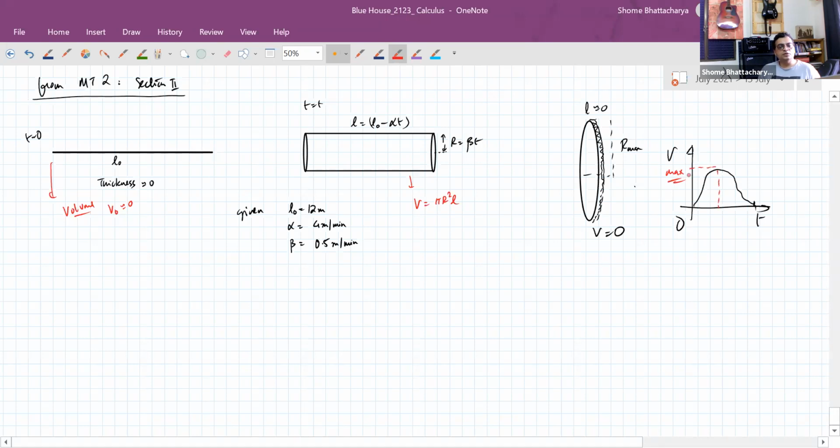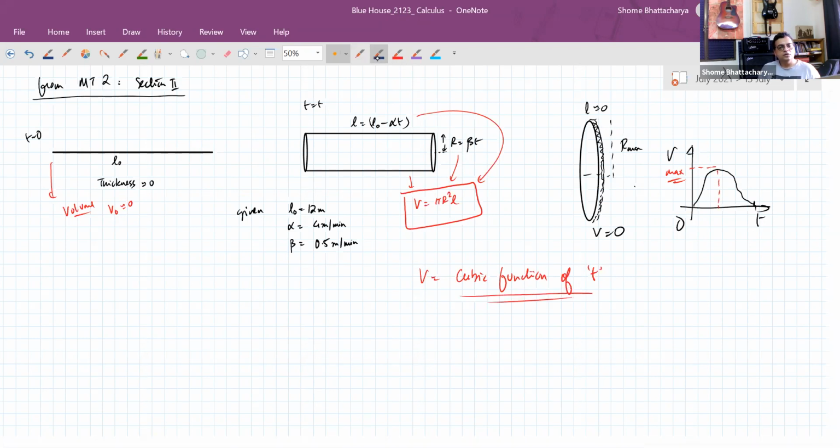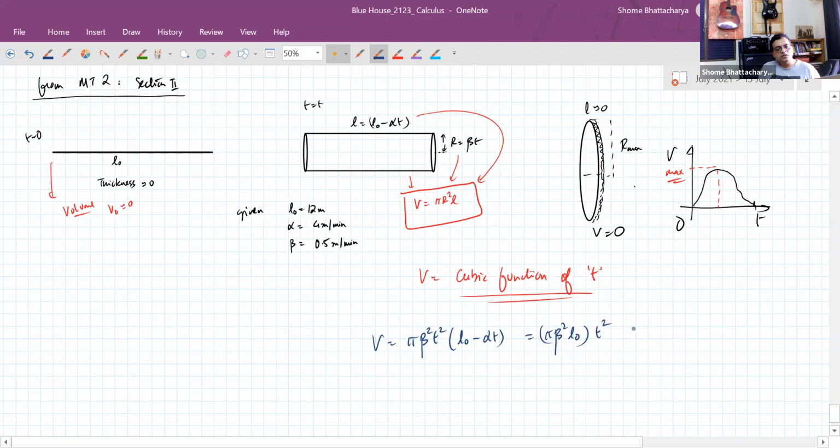So it's ultimately a question of maximum minimum. And you can see how to solve it as a maximum minimum problem, because now when you substitute R as this and L as this, you can see that your volume is a cubic function of time. You know how to find local maxima and minima. All you have to do is express it. V is equal to pi beta squared t square into L0 minus alpha t, or it is pi beta square L0, which is a constant, into t square minus pi beta square alpha, again a constant, into t cube.